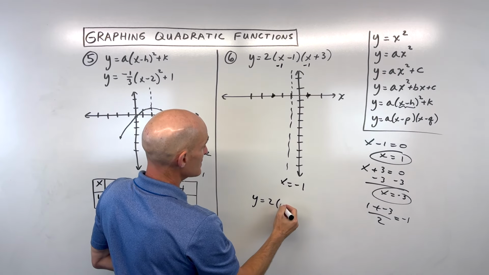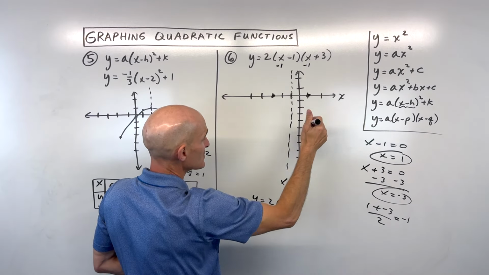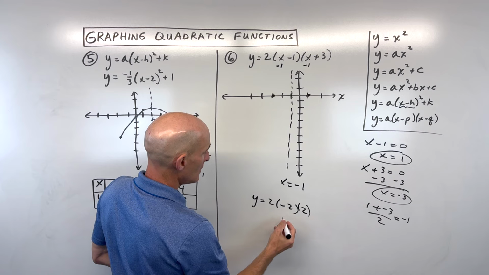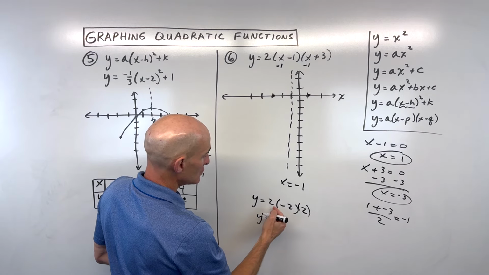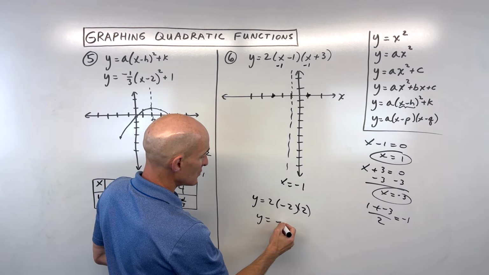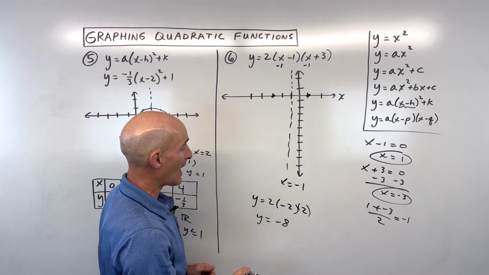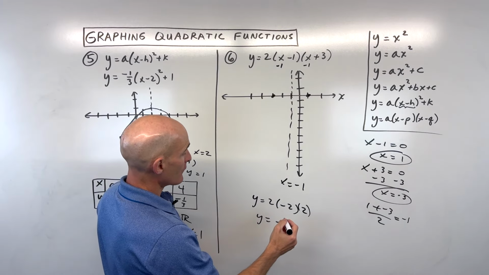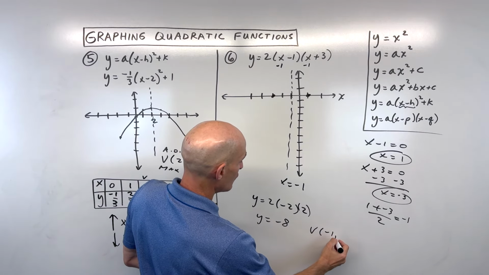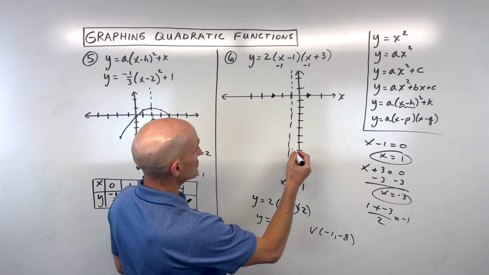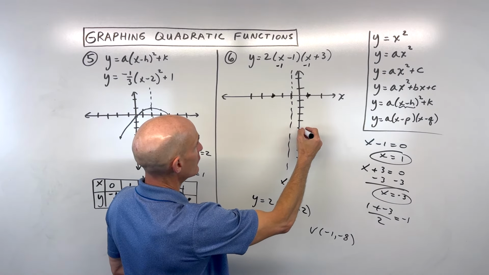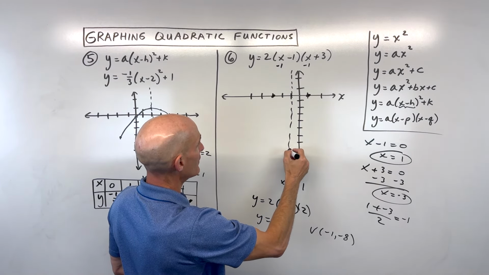Negative 1 minus 1 is negative 2. Negative 1 plus 3 is positive 2. That multiplies to 2 times negative 2 is negative 4, times 2 is negative 8. Make sure you don't add by mistake. And so that means our vertex here is going to be at negative 1, negative 8, which is, let's see, 1, 2, 3, 4, 5, 6, 7, 8, right about there.